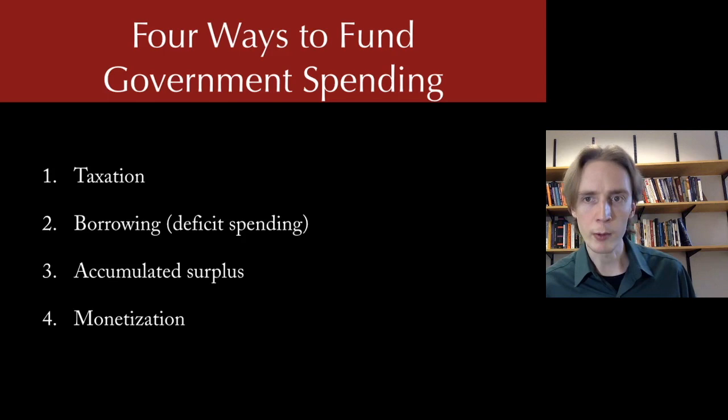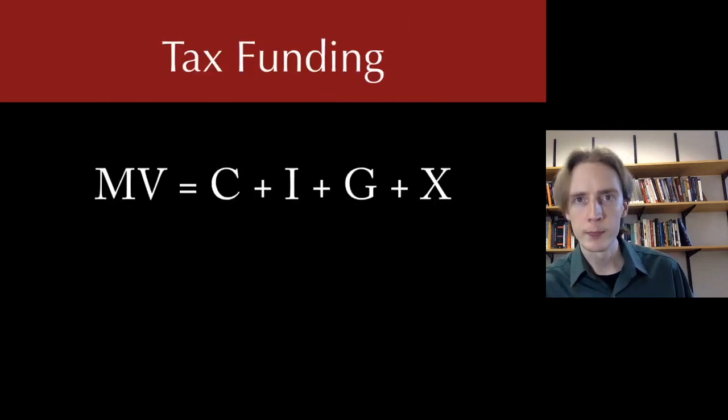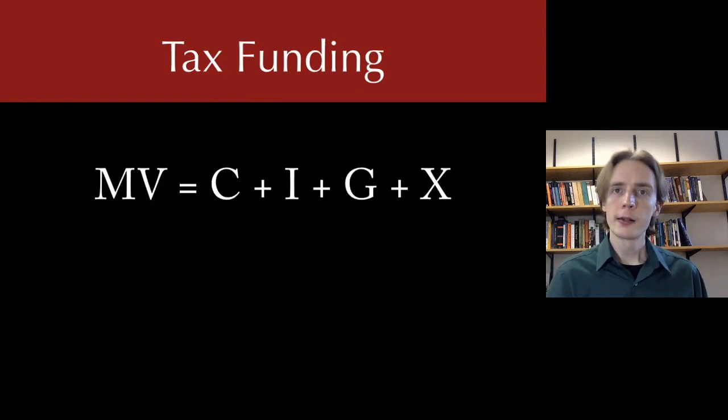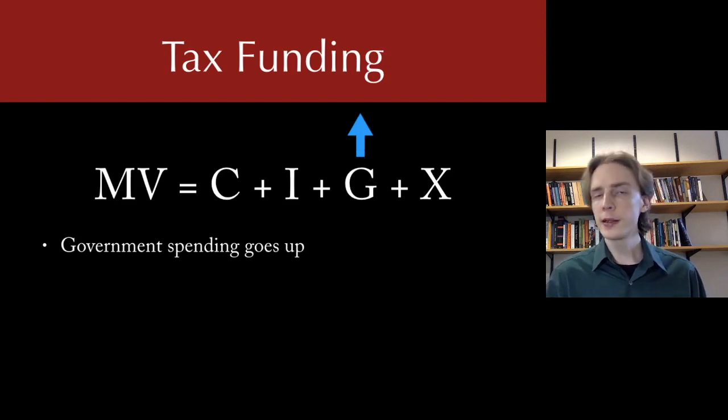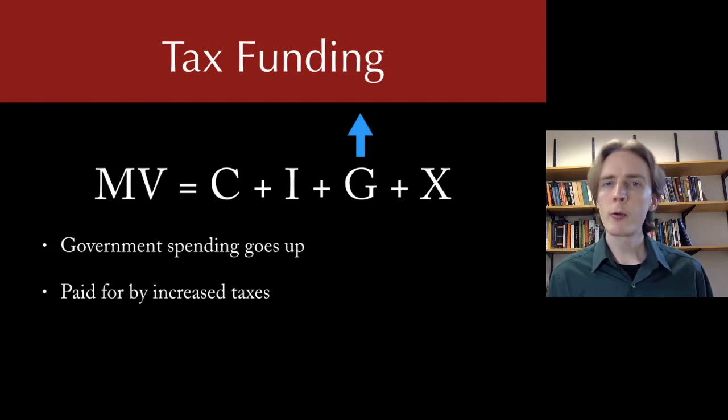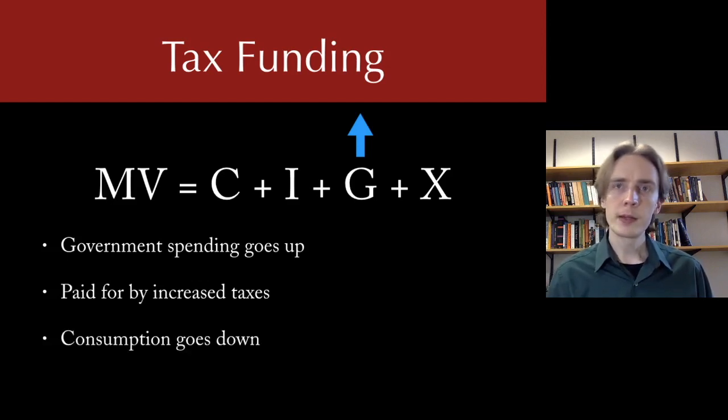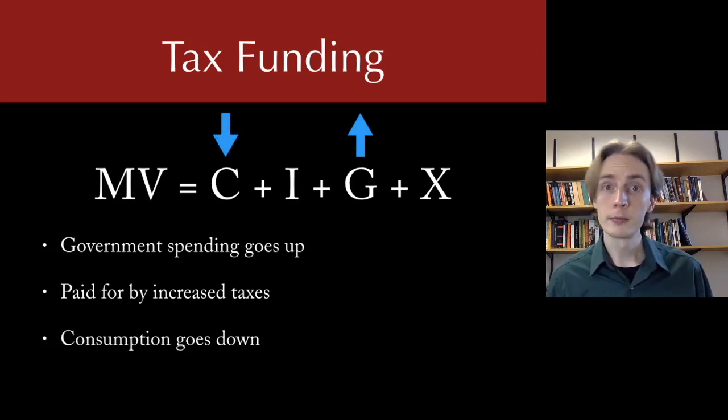So let's take these one by one. And we'll start with taxes, since taxes is kind of the most obvious way that governments get money. So in all of these, we're going to start with government spending going up. So our G bucket is going to rise. And this is going to be paid for by increasing taxes. Now, where do taxes come from? Well, taxes come from you and me, right? So consumption is going to fall.